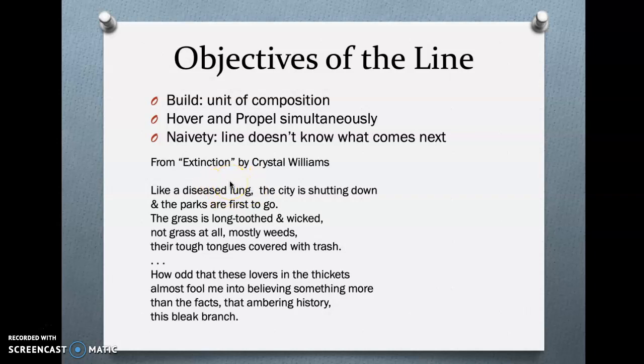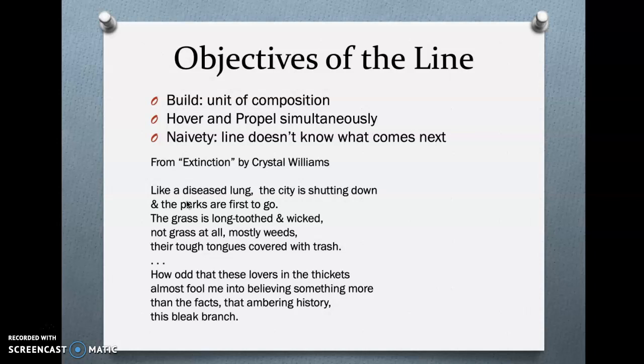Then you want the line to propel itself forward. So then here it keeps going, "the city is shutting down." And you want to propel it into the next line, like why is the city shutting down? Here's this motion. And then we get to the next line, "and the parks are first to go." We hover over "parks." We tend to hover over images. And then we continue on with it. It continues to propel itself. So I think that could be a helpful way for you to think about the line, in that you want it to stop and go at the same time.